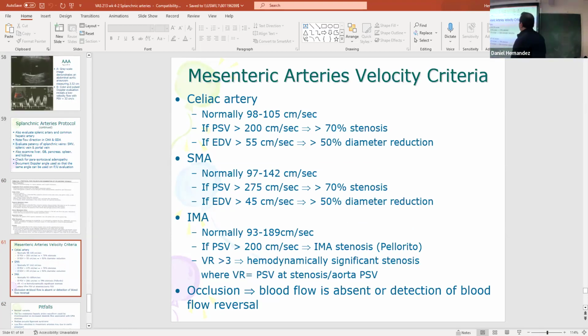Alright, so again, repeating the solid velocities: 200 for celiac, 275 for SMA, and 200 for IMA. That's really what I want you guys to memorize.